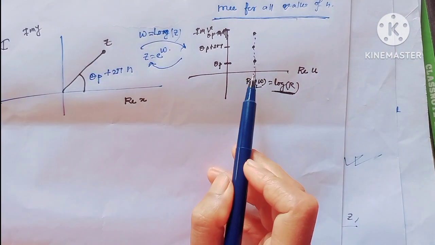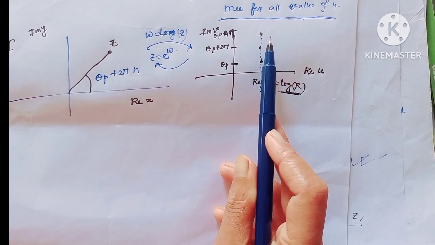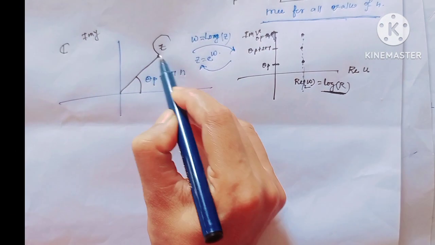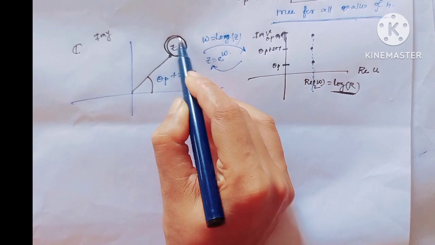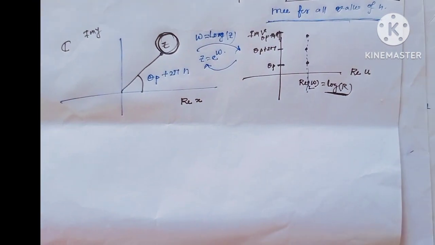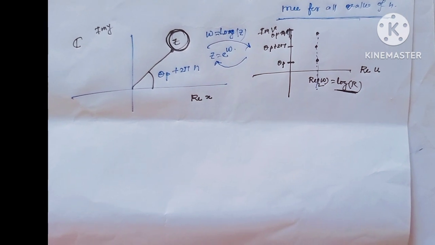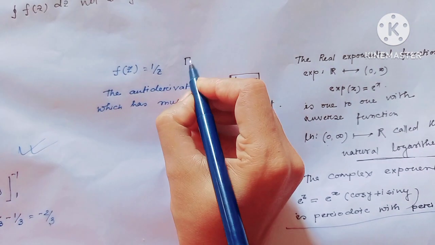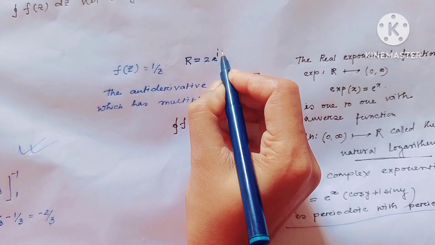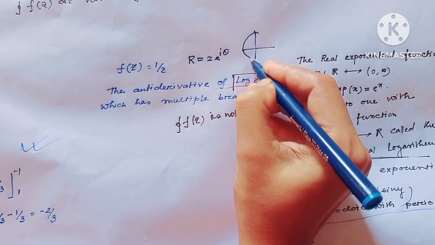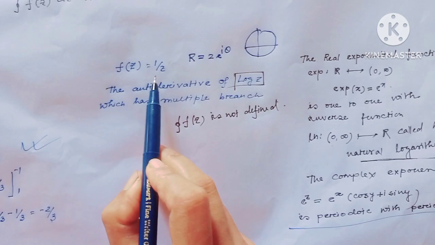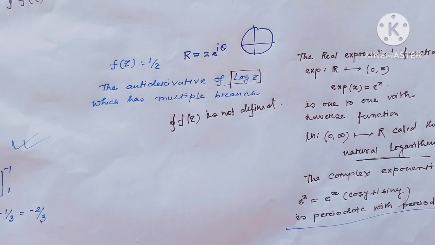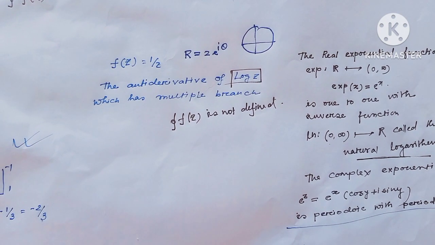So that means for infinite values of w, I get only one value, and this point is z. So log is very interesting: for infinite values, there is only one value. This is the z. So if I consider r equal to 2 e to the power i theta, in this region f(z) equal to 1 over z has an antiderivative log z, which has multiple branches.